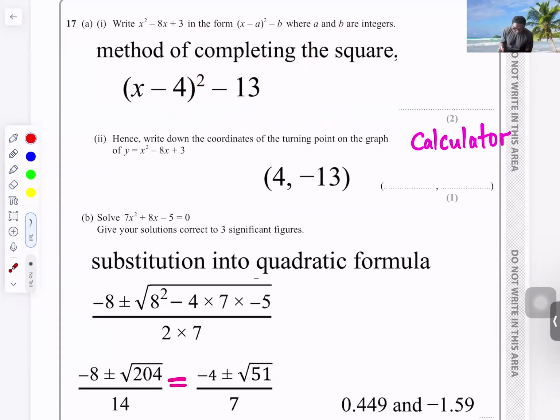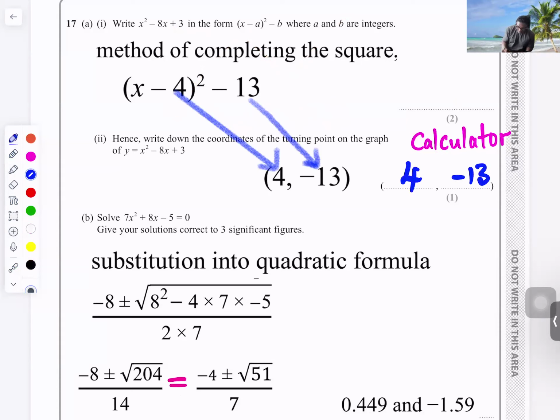Part B, hence write down the coordinates of the turning point on the graph. The coordinates of the turning point, if you follow on that question there, it would be the opposite of minus, will become plus, it will be 4 and -13. So your answer is 4 and -13. So when you complete the square, it tells you the turning point of the graph, 4 and -13.